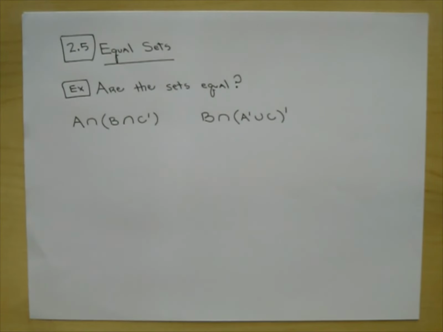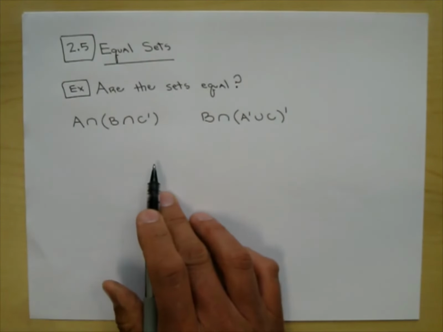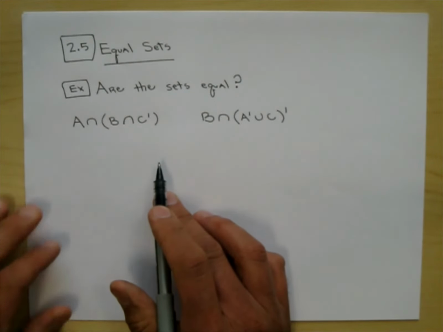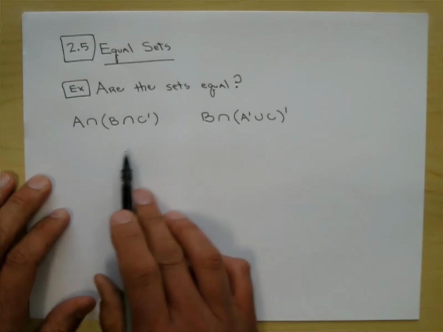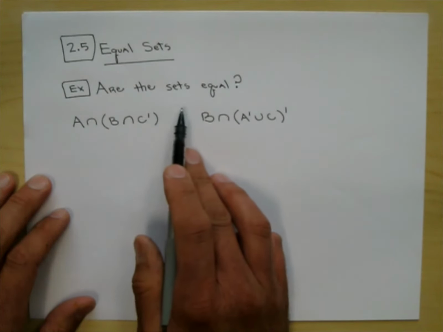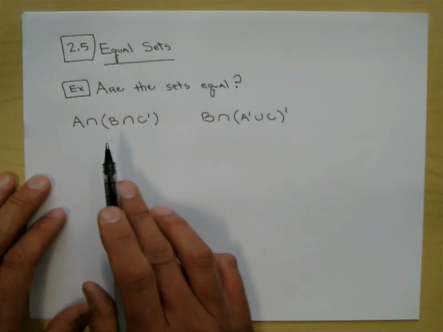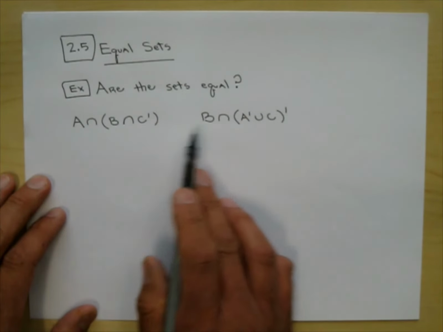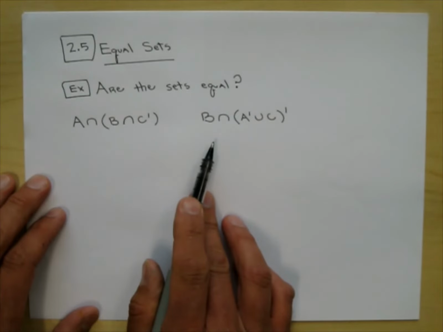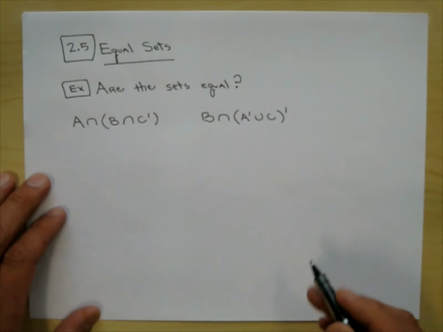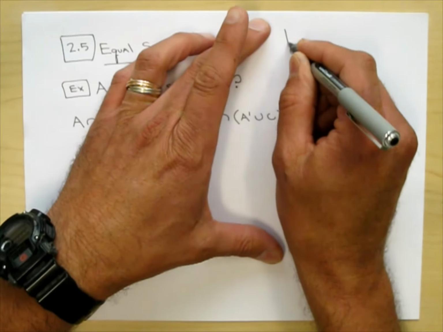Let's go ahead and take a look at equal sets. Two sets are equal if they have the same Venn diagram shading. So basically in 2.5, these are the only kinds of problems you get. It says, are the sets equal? You've got to do Venn diagram shading for each of these sets. There's actually a quicker way of doing it where you don't have to draw two pictures, and that's what I'm going to do. I will draw one picture.